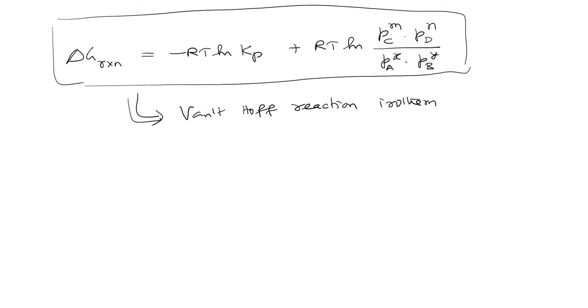Why is it called an isotherm? Because we are keeping the temperature constant here. At constant temperature, delta G for any reaction can be given like this. This delta G is applicable for any reversible reaction. When it attains equilibrium, then delta G becomes equal to 0. So keep this in mind.